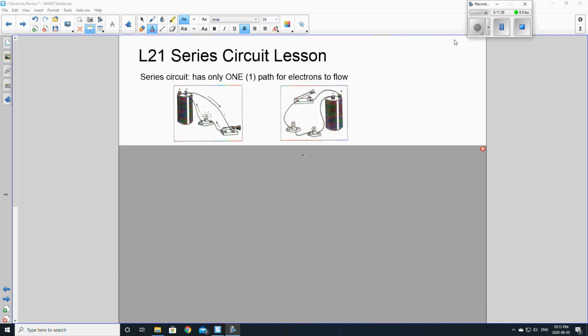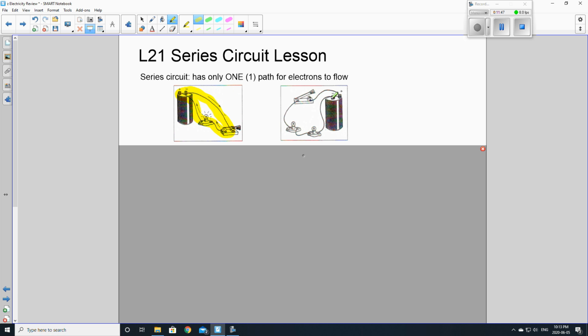The next lesson that we did: in series circuits, just remember that there's only one path for the electrons to flow. If you trace the path from the negative terminal, the electrons flow through here, and then they go back, and it completes the circuit. But notice that there's only one loop.